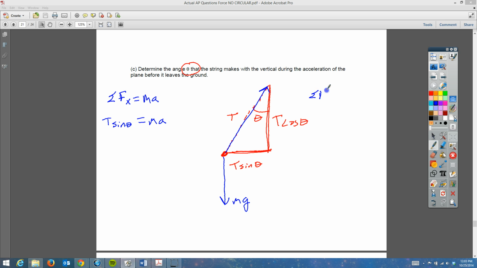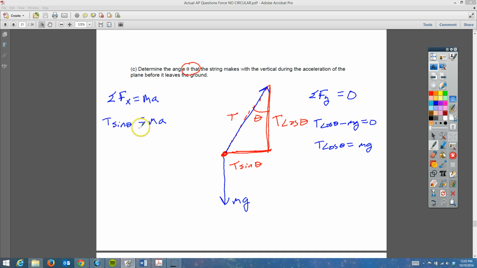So the sum of the forces in the y direction is equal to 0, and that's because it's not doing anything up and down. It's only accelerating left to right. So the sum of the forces in the y direction is equal to 0. This one will be T times the cosine of the angle minus mg is equal to 0. So at this point, we have T cosine of the angle is equal to mg.